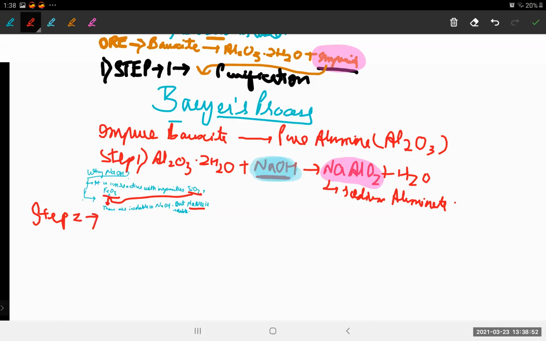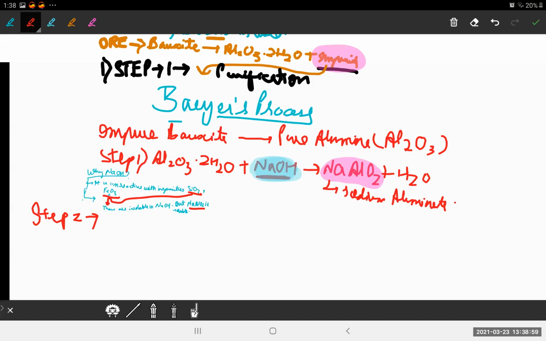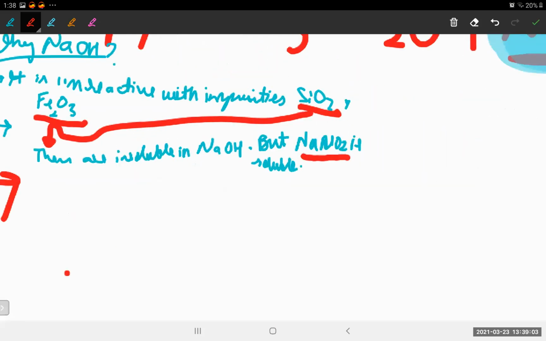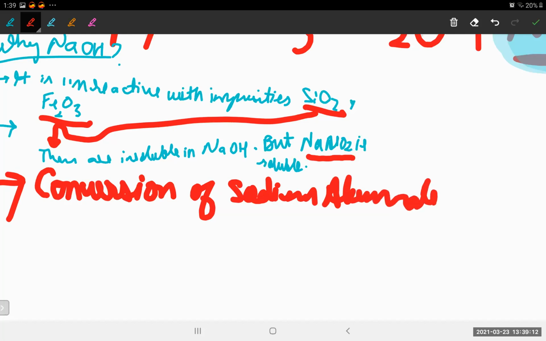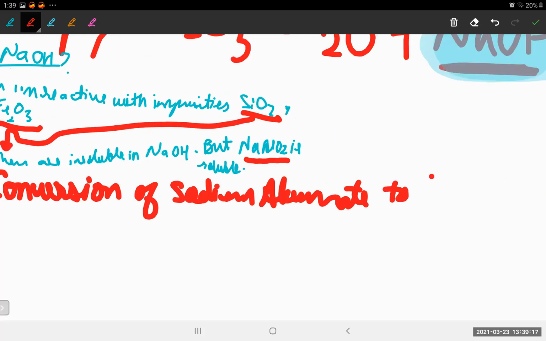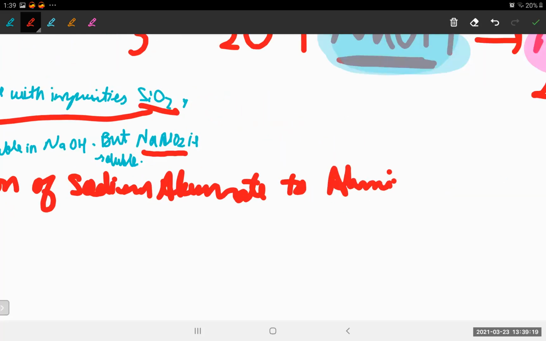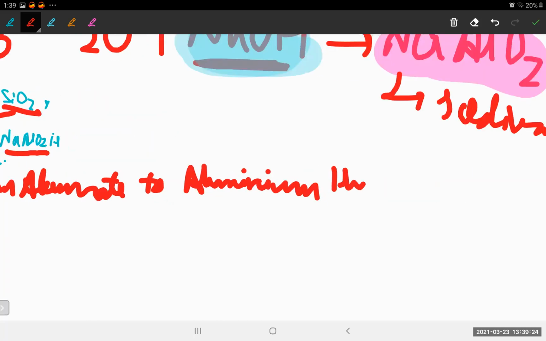Step 2. So in step 2, what happens? The conversion of sodium aluminate is happening to aluminium hydroxide. So let's write it down. What happens? Conversion of sodium aluminate to aluminium hydroxide.